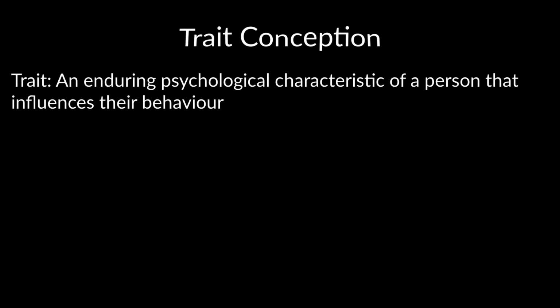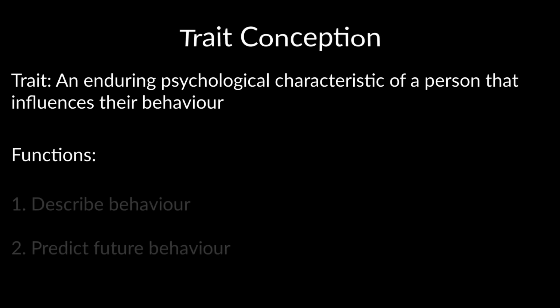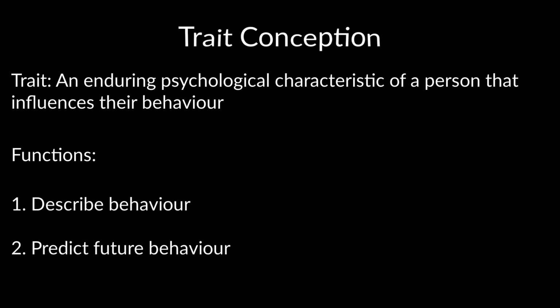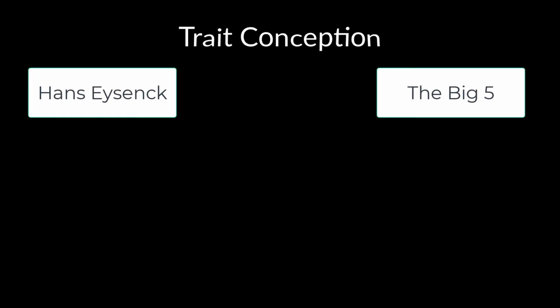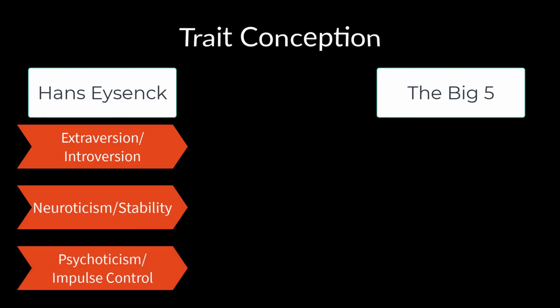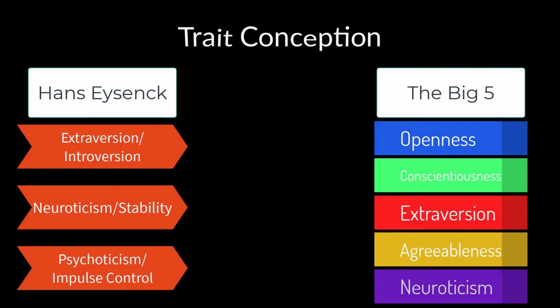To summarise, the trait theories are the most influential approach to describing types of personalities. A trait is an enduring psychological characteristic of a person that influences their behaviour. Identifying traits has two functions: to describe a person's behaviour and to be able to predict their future behaviour. Regardless of the theory, trait conception theorists believe that a person's personality was defined by where these traits lied along a series of continuums. For Eysenck, he believed there were 3 continuums, and the Big Five model suggests 5 main continuums.